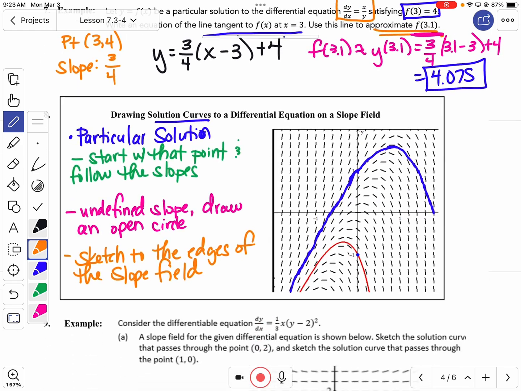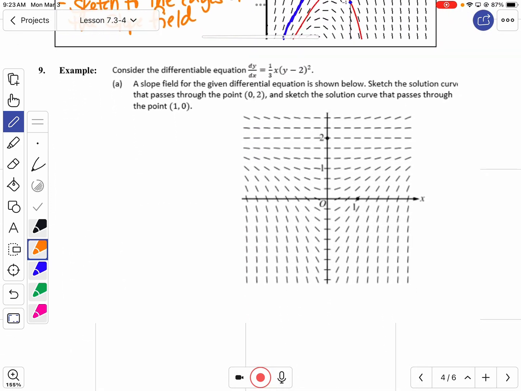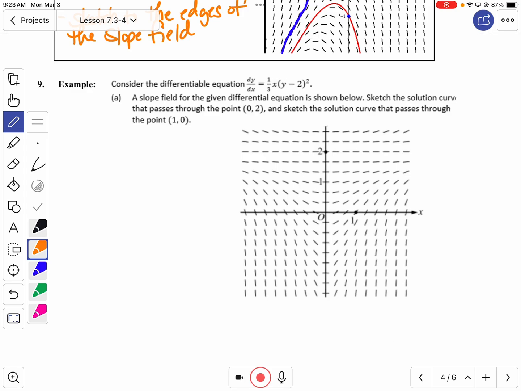Okay. So take a look at this one. It says, consider the differential equation dy/dx = 1/3 x times (y minus 2) squared. A slope field for that given differential equation is shown below. Sketch the solution curve that passes through the point 0, 2, and sketch the solution curve that passes through the point 1, 0. So let's just look at the pattern of the line segments.